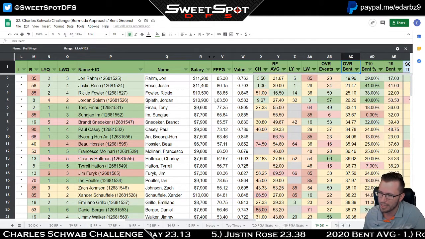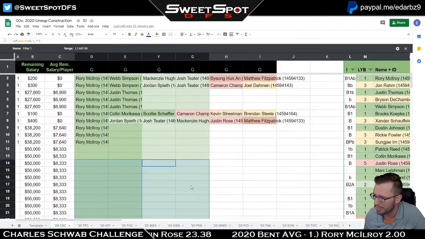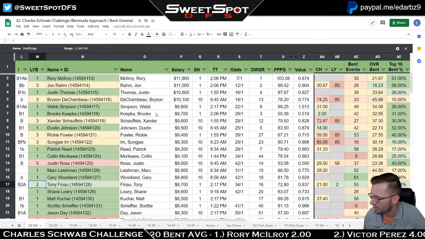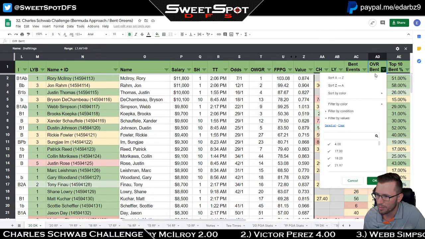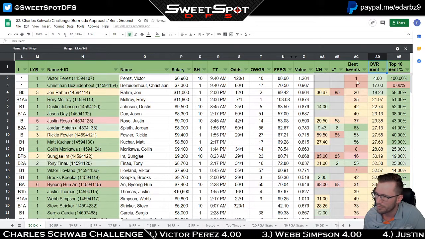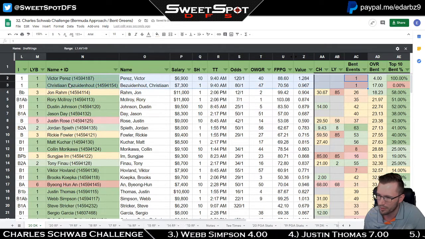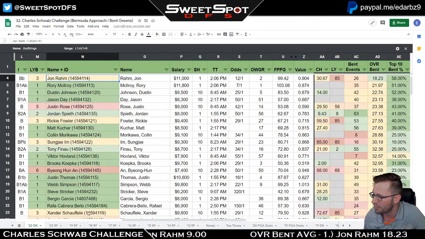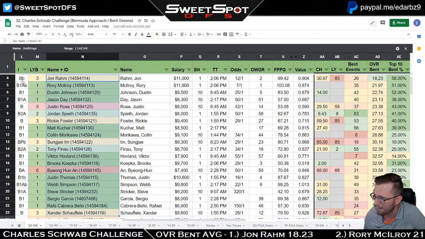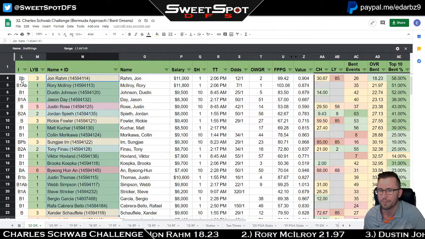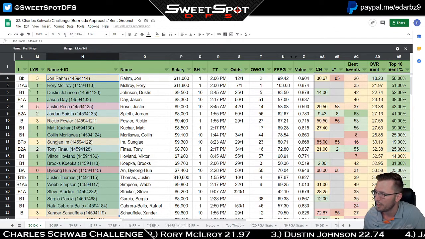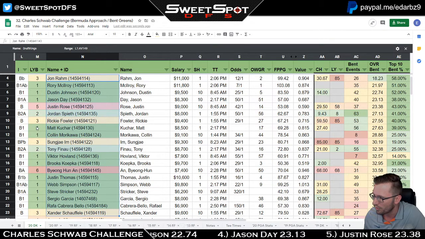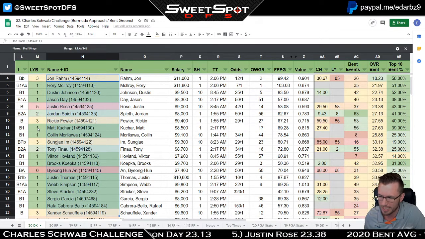Okay. So what I ended up doing was I went to the 2020 DK page and I sorted by bent grass. Victor Perez and Christian Bezuidenhout only have 1 event under the belt, so I'm not going to include them in these stats. But the top 20 from Jon Rahm down to Xander, I put this capital B next to for bent grass stats. You're going to see all these other numbers and letters, and those just indicate a last year 1, a last year 2.